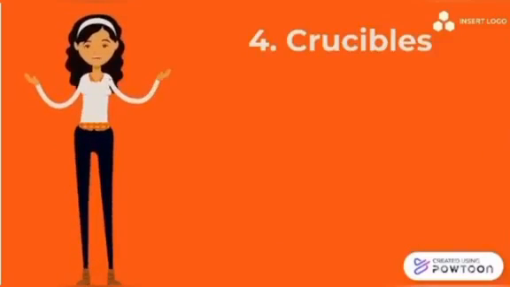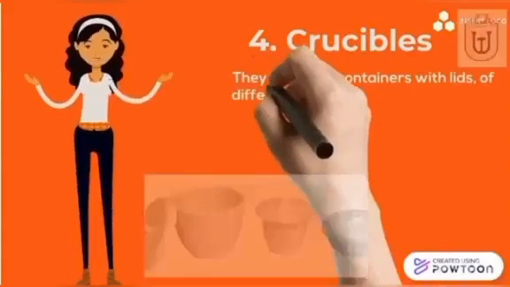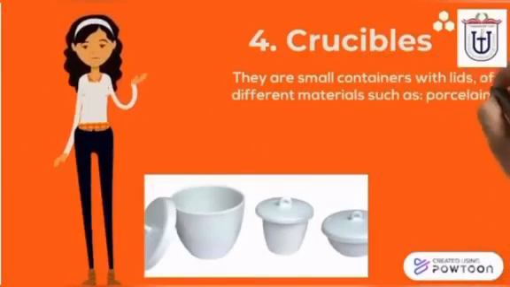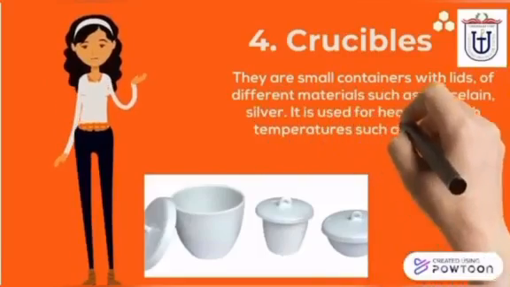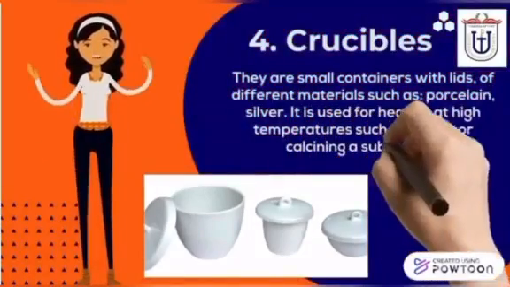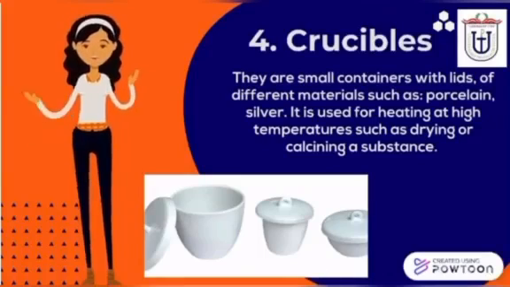5. Crucibles. They are small containers with lids of different materials such as porcelain or silver. It's used for heating at high temperatures such as drying or calcining a substance.